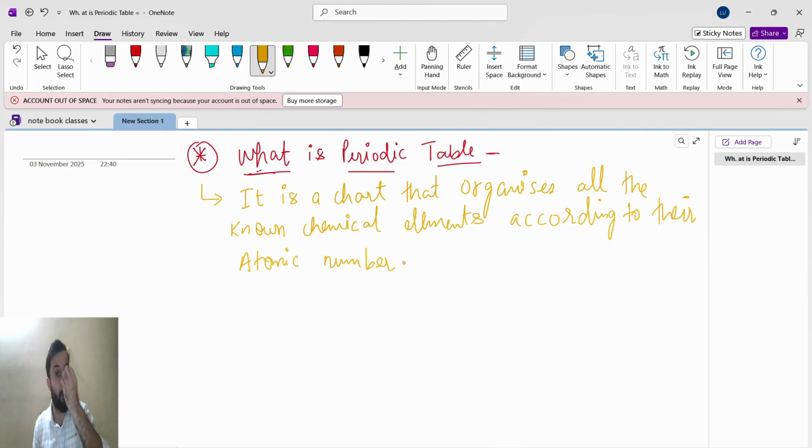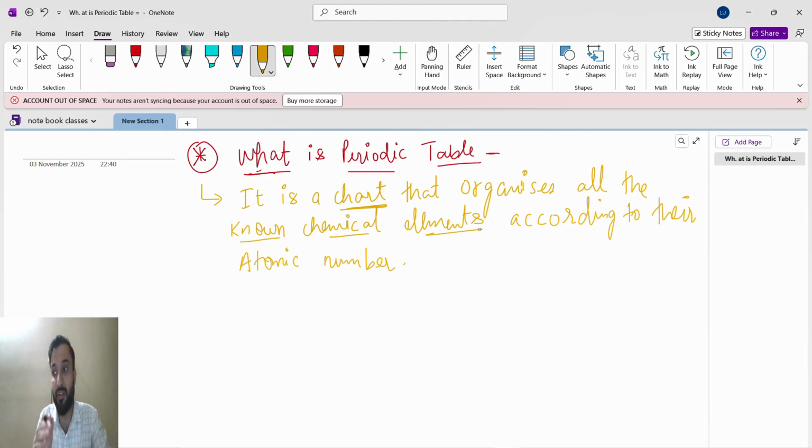Before that, in chapter number 2, the structure of atom, you studied about atomic mass, atomic number, number of protons, number of electrons. Fine. So what is a periodic table? We'll say that the periodic table is a chart that organizes all the known, very important, all the known chemical elements.